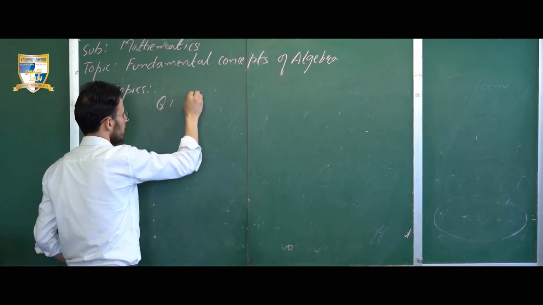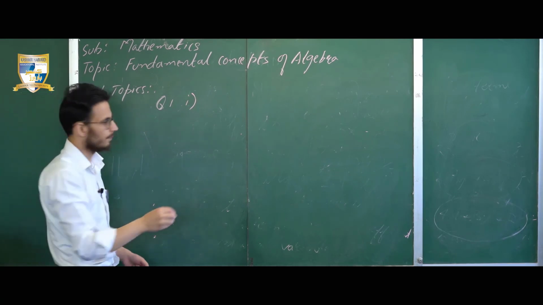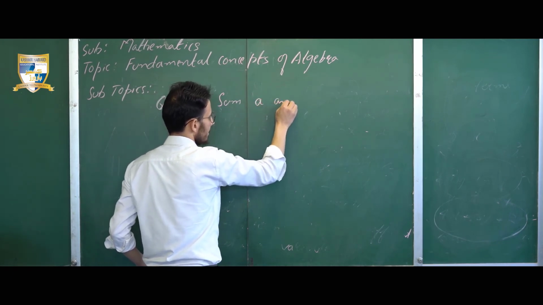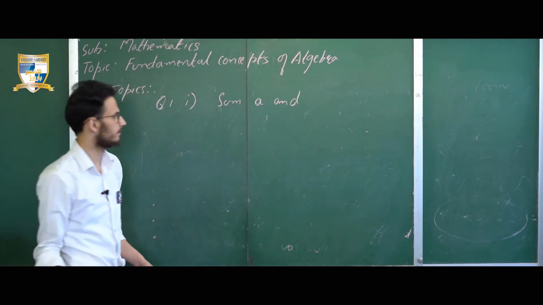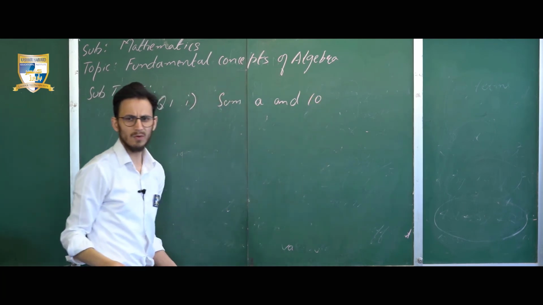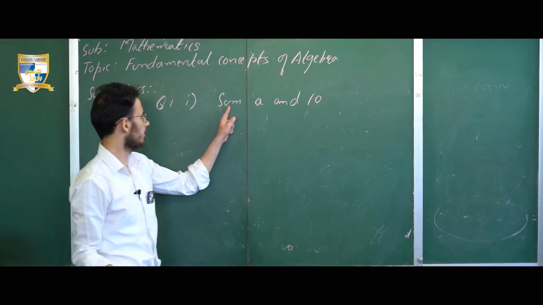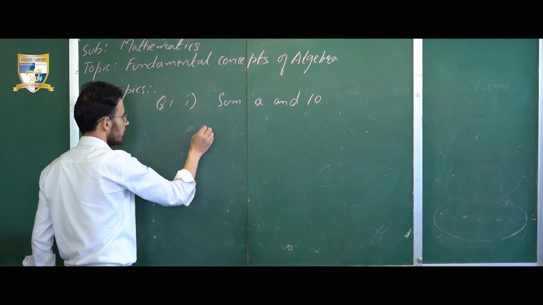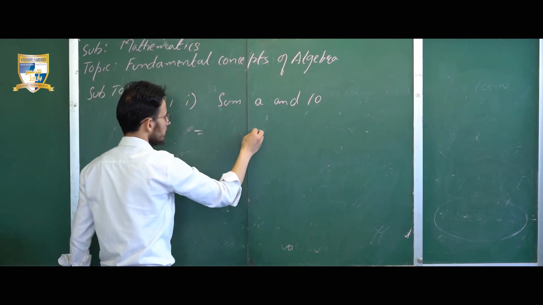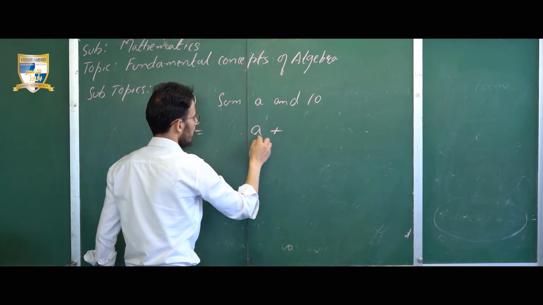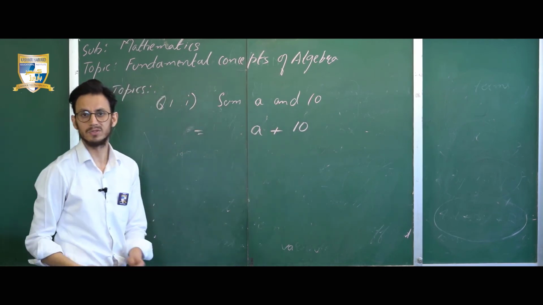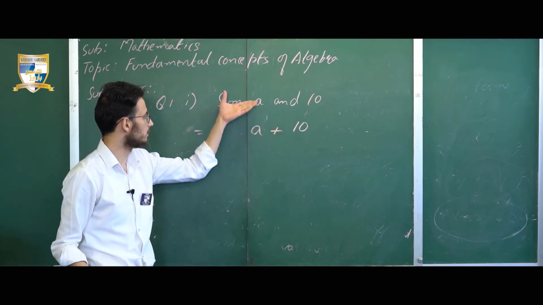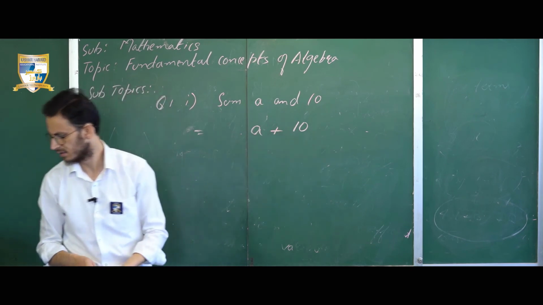Question number 1, part first. It is sum of a and ten. Now we have to show it in the algebraic form. Here it is written as sum of a and 10. So how can we write it in algebraic form? Instead of sum we can use the plus sign. So a plus 10 is the answer of this question. Here it is written in verbal form, so we have to convert it into algebraic form. The algebraic form of this statement is a plus 10.